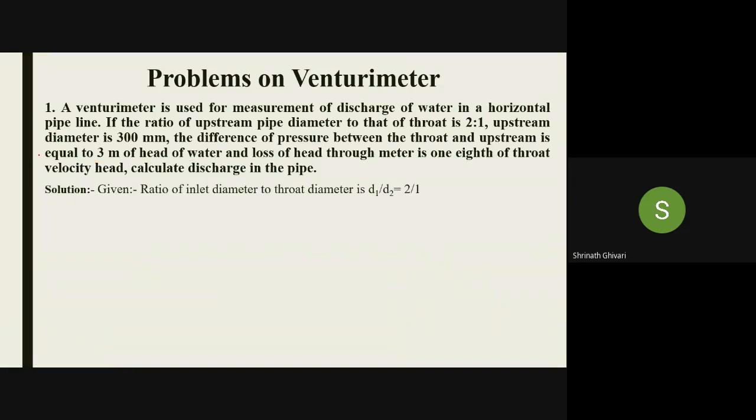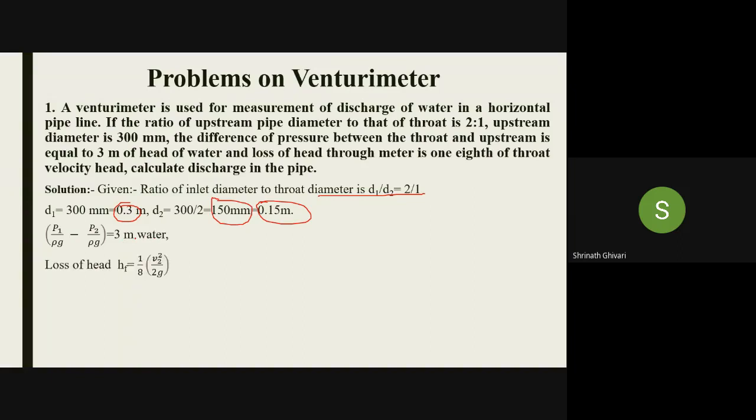So the ratio of inlet diameter to the throat is d1 by d2 equal to 2:1. So we are getting d1 as 300 mm, that is 0.3 meter, and d2 as 150 mm, that is 0.15 meter. P1 by rho g minus P2 by rho g equal to 3 meter of water, that is nothing but H. The loss of head HF equal to 1/8 of the throat velocity head.